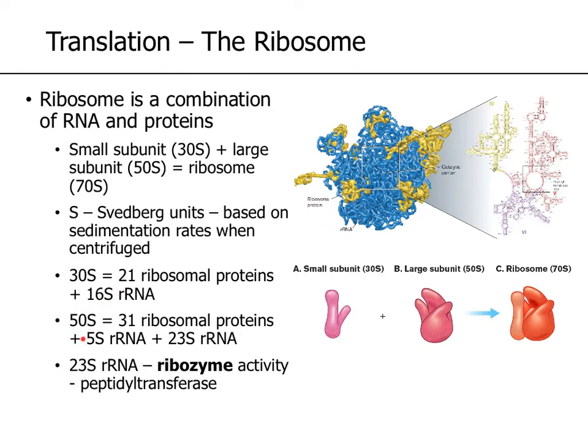And then the 50S, again another set of proteins, so 31 proteins this time. It has two different RNAs, the 5S RNA and the 23S RNA. The 23S is where all the action happens, so this is where the ribozyme activity is, and that's what actually has the catalytic ability to do the peptidyl transferase reaction. And this is just a picture to show you the units coming together and how the proteins fit around the RNA molecules.